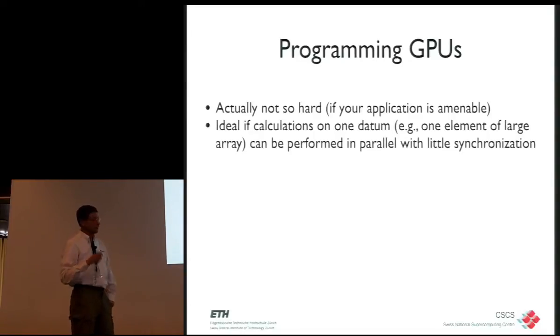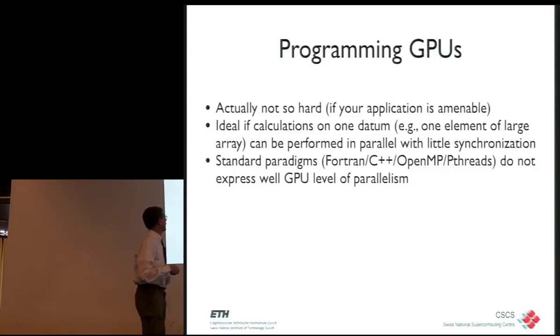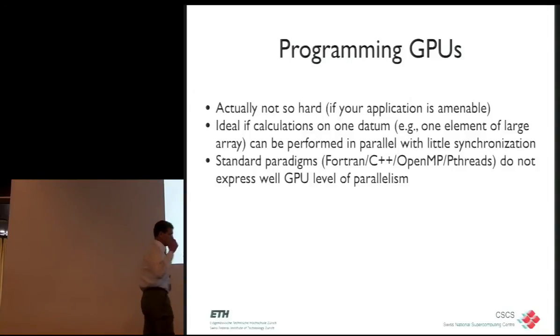It's ideal if calculations can be made on one datum, that's the singular of data, right? For example, one element of a very large array can be performed in parallel with all other data with very little synchronization. And that's often the case in loop-oriented codes. So the standard paradigms, for example, OpenMP, pthreads, and so forth, don't really express the GPU type of parallelism very well. Therefore, other paradigms have been introduced, for example, CUDA and CUDA Fortran.